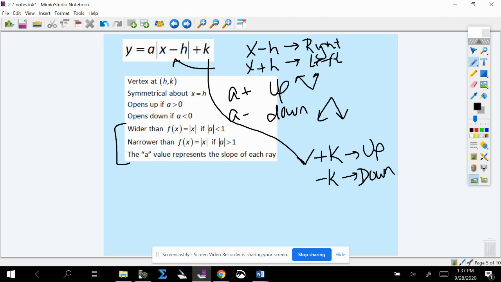Finally, the last piece that I didn't mention here, your symmetry. Every graph that is an absolute value graph, we can say it has an axis of symmetry. It is going to be a line that splits it equally, and it's going to be a line that goes right through the vertex. I'm going to explain it better in the next slide.